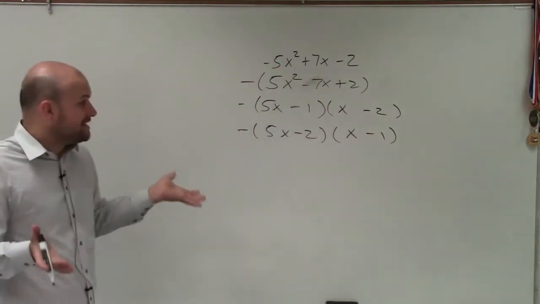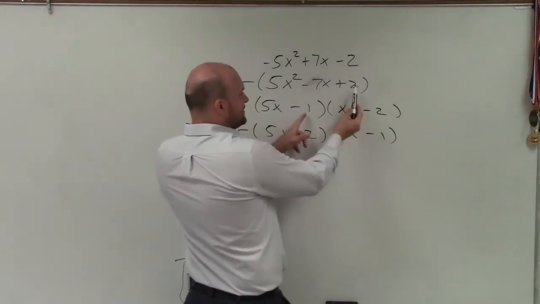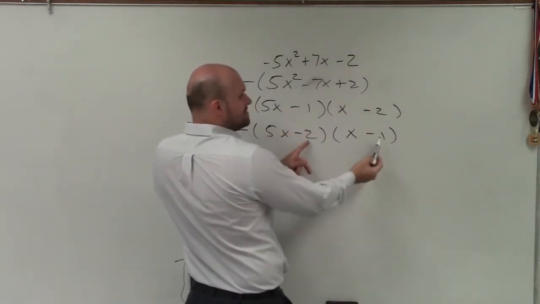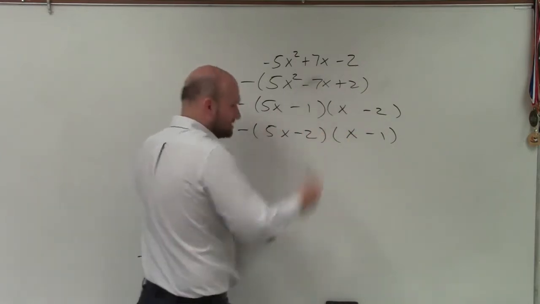Right? These are really only my 2 factors. Now again, let's double check. Does negative 1 times negative 2 give us positive 2? Yes. Does negative 2 times negative 1 give us positive 2? Yes. 5x times x, 5x squared.